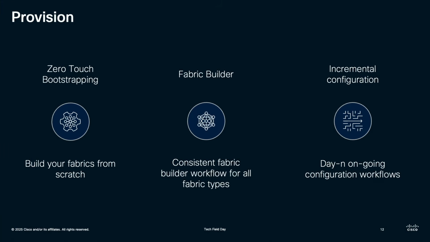So from a provisioning perspective, you would be able to bootstrap and build your fabrics from scratch. There is a fabric builder for each fabric type, and you select the role of the device, whether it's a leaf or a spine or a border, and it will automatically generate the config for you using fabric builder. So that fabric builder is available for all the fabric types, right?